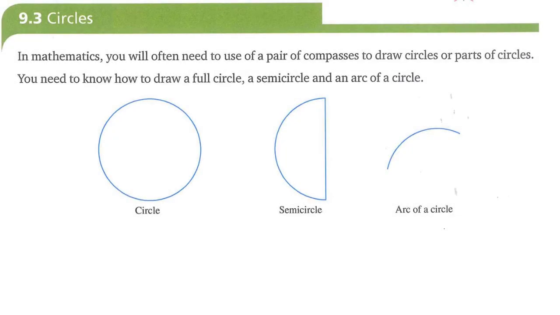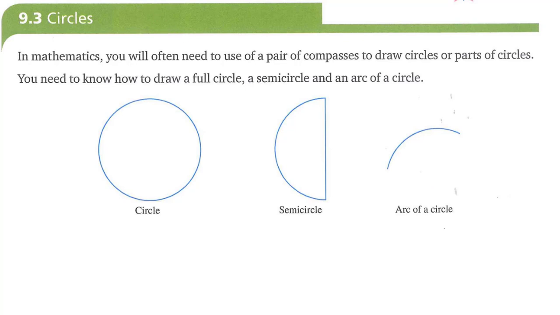Today's lesson is circles. Often we use either circles or parts of circles to make some kind of constructions. We have three main parts of a circle. We can have a full circle, which is this picture here. Then we can have half of a circle, or semicircle. Then we can have any other angle of a circle, this one here, which may be 120, 60, 30, whatever. That one we call an arc of a circle.